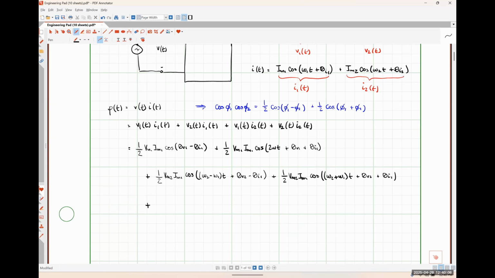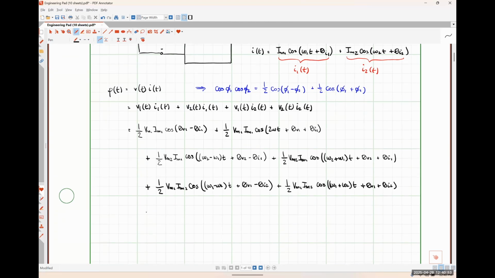V1 times I2 term. So this is going to look like 1/2 VM1 IM2 cosine (omega 1 minus omega 2)t plus theta V1 minus theta I2, plus 1/2 VM1 IM2 cosine (omega 1 plus omega 2) times time plus theta V1 plus theta I2.